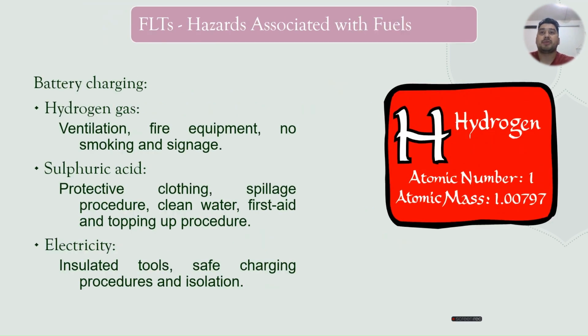Forklift trucks hazards associated with fuels. Battery charging: there are some forklift trucks which use batteries. Battery charging involves hydrogen gas, so ventilation, fire equipment, no smoking, and signage should be there. For sulfuric acid, protective clothing, spillage procedures, clean water, a faucet, and topping up procedures are required. After that, we have electricity. Insulated tools should be there, and safe charging procedures and isolation should be required related to battery charging.